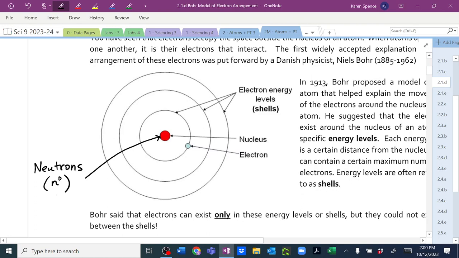Pardon me? This is not going to be on the quiz on Monday. It's just going to be on the models, the names, and the scientists, okay? All right.